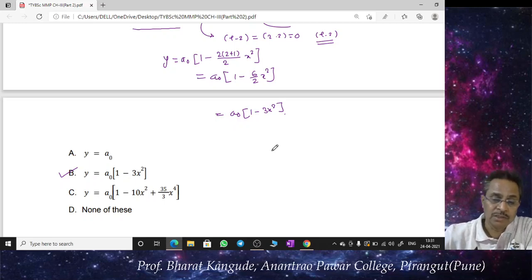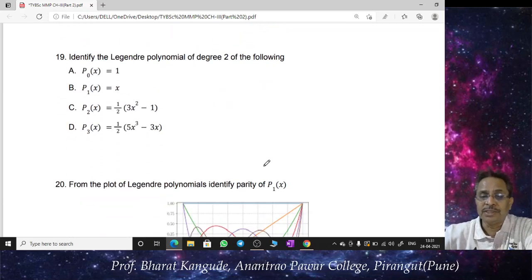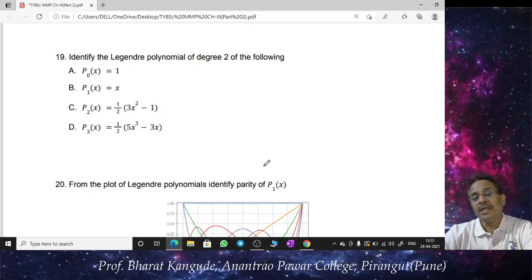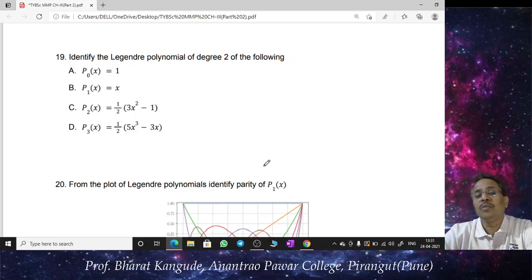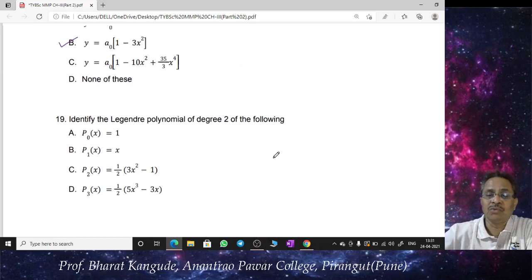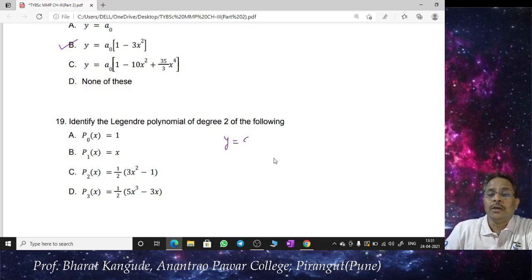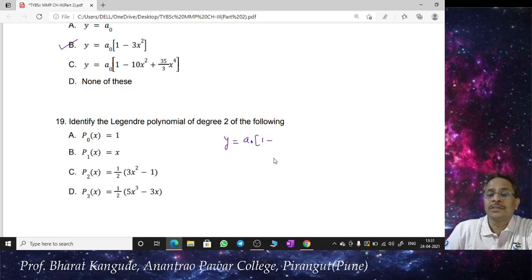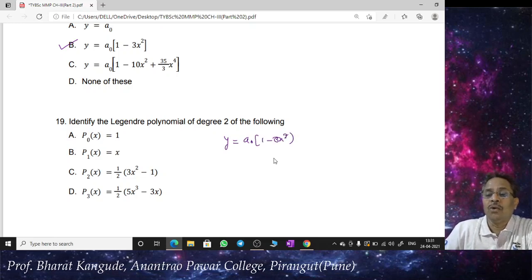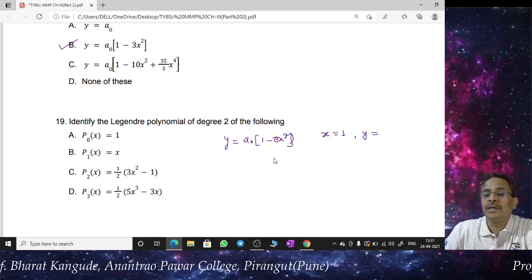Okay, that's further things we are going to discuss there. Then question number 90 is: identify the Legendre polynomial of degree L equal to 2. Same as I said. So in the earlier case, let's see what we got. We have said y is equal to A0 times (1 minus 3x square). Now for x equal to 1, we have to select y equal to 1 again.